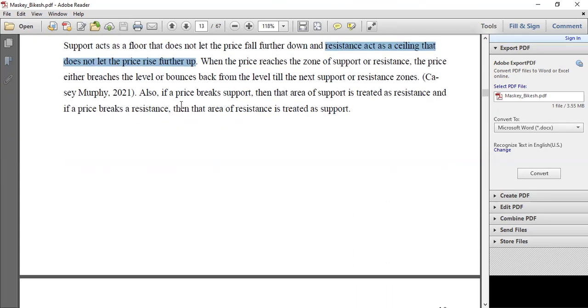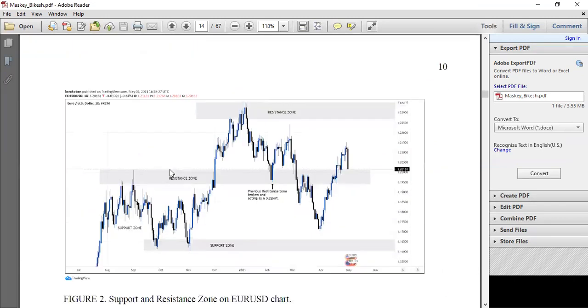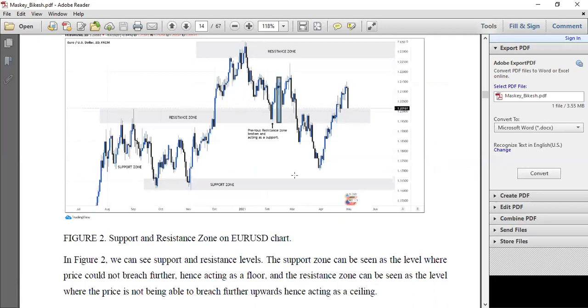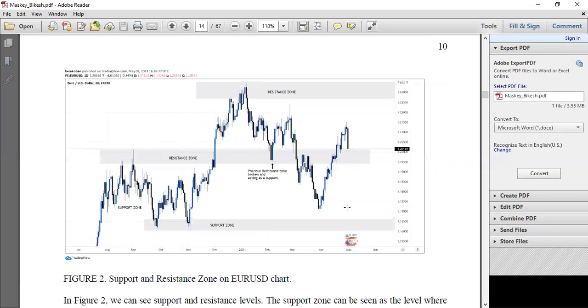All right, so if price breaks support, then the area of support is traded as resistance. This is an example of what it looks like. This is what we do basically in the forex market.